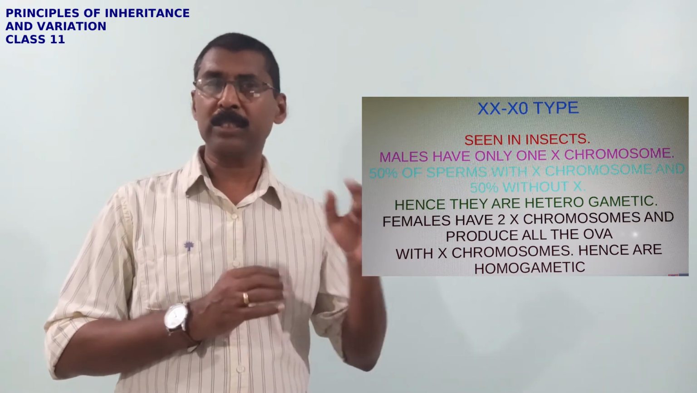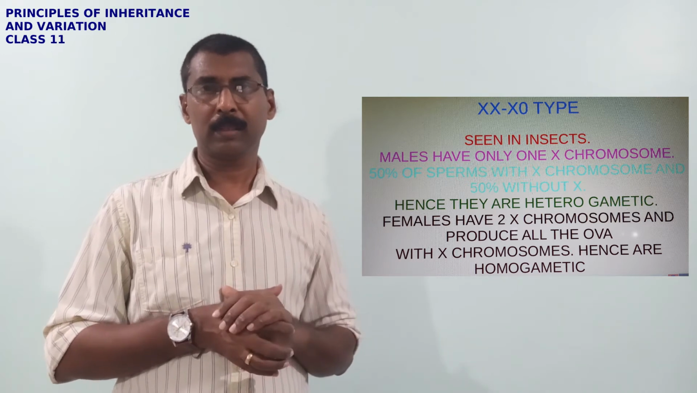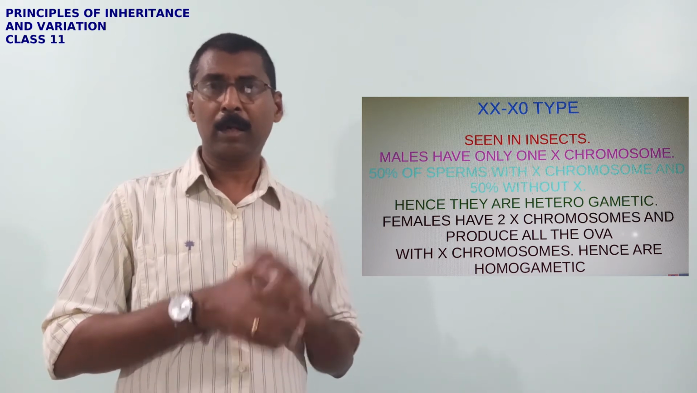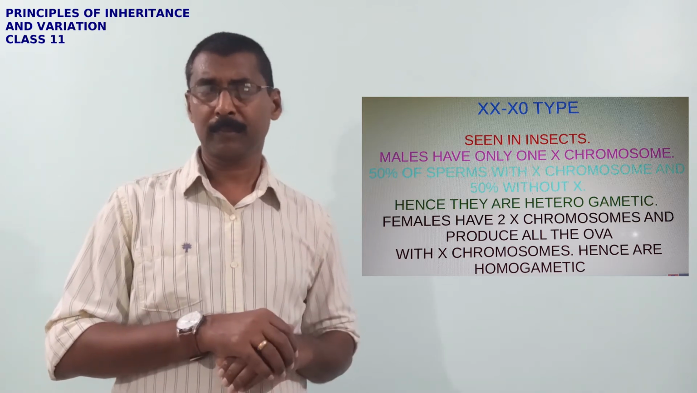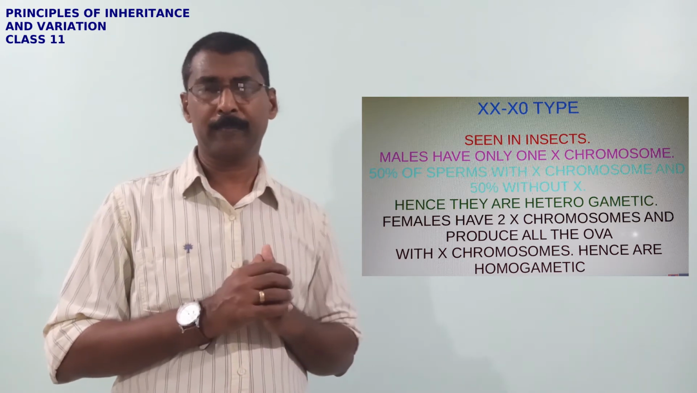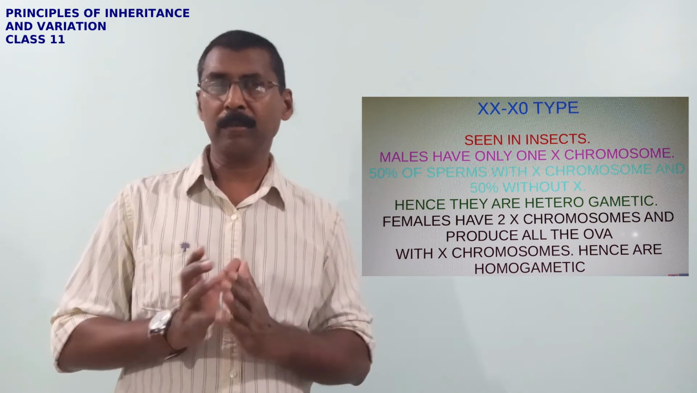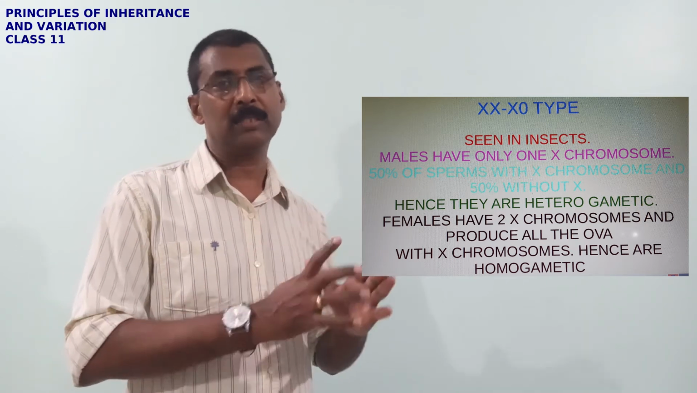So that is called X0. The counterpart of that one X chromosome, as homologous chromosome, is absent. So it's called X0 type. So females are XX and males are X0.